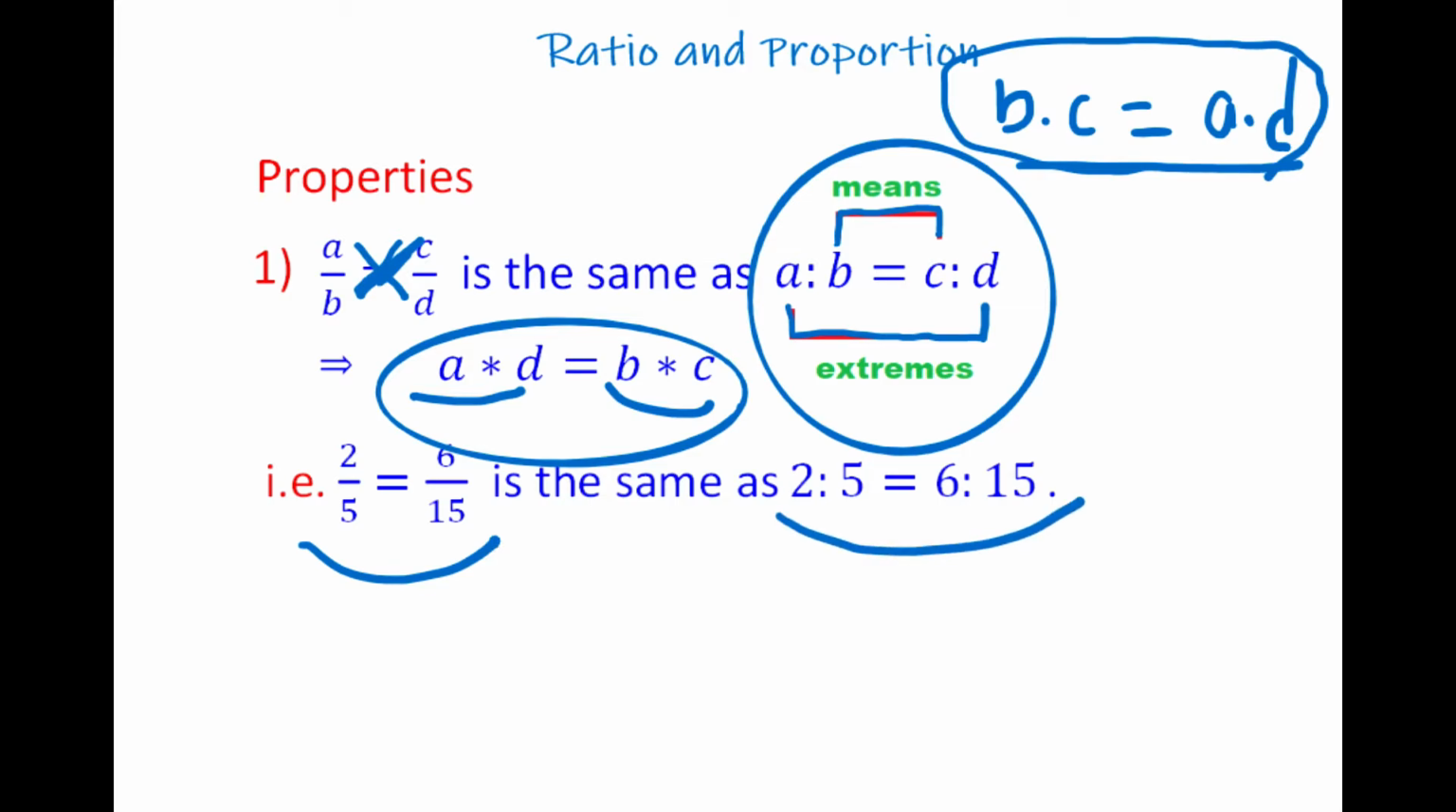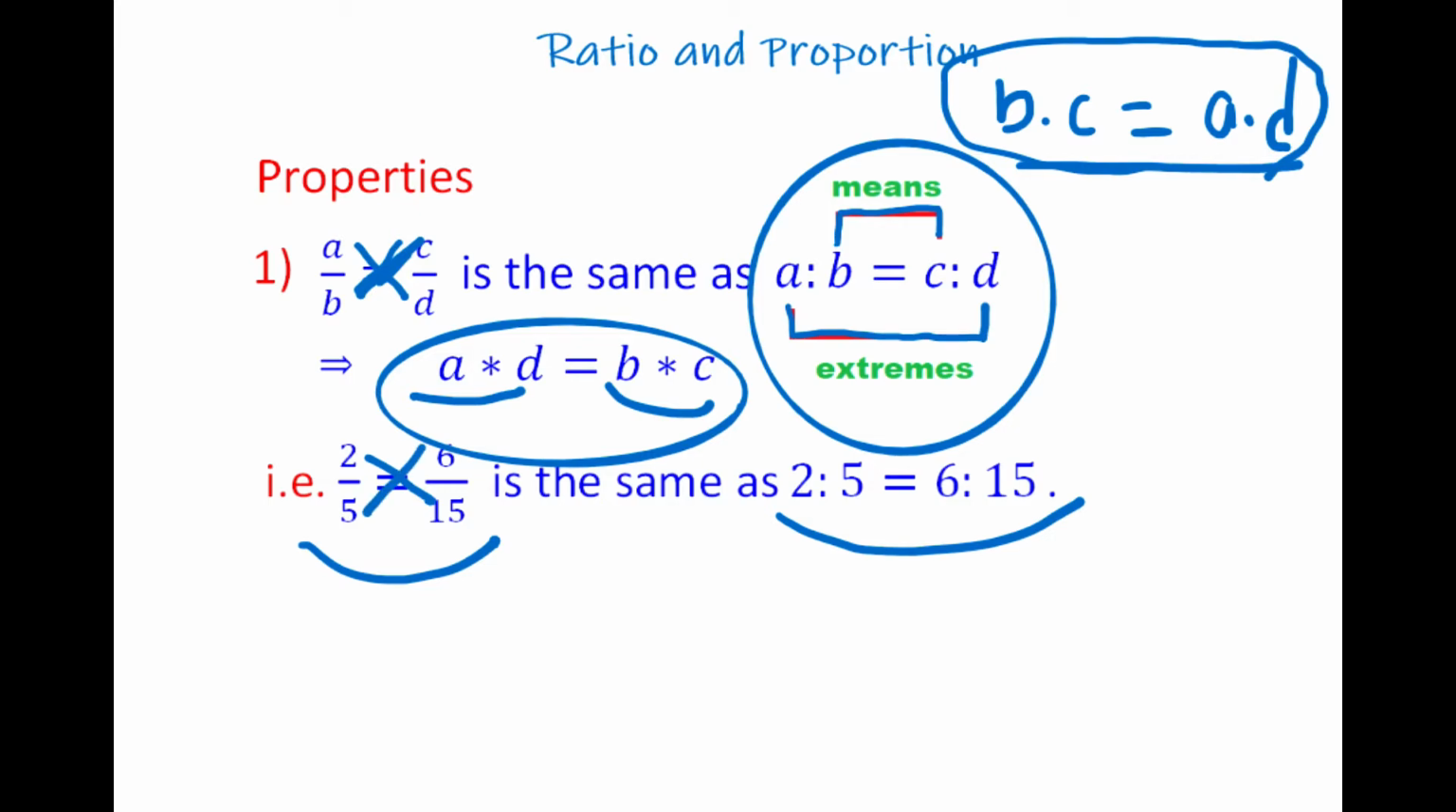2 divided by 5 is equal to 6 divided by 15. These are the same things. So if you apply the cross multiplication here, sometimes you may see this statement as cross product as well. So if you apply the cross product or cross multiplication, let's see what we're going to have.